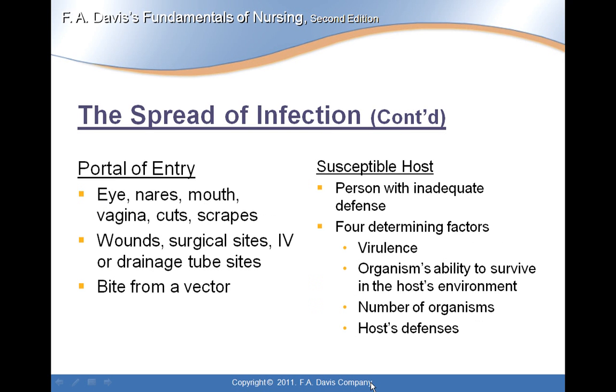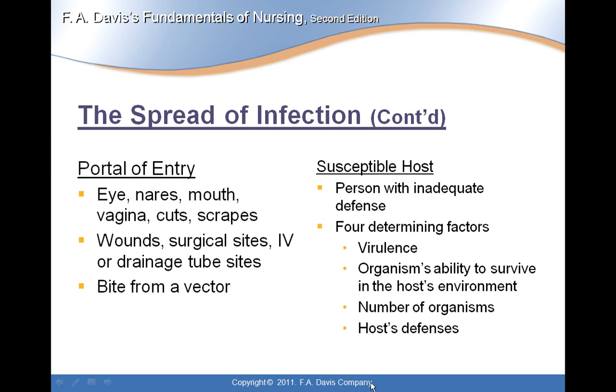Okay, so now we have to talk about the portal of entry. How will that susceptible host receive those pathogenic agents? And so we can receive it through the eyes, the nares of the nose, mouth, through the vagina, cuts and scrapes in the skin, also any wound or surgical sites. Also, the IV site can be a portal of entry. This is why when we have patients that have IVs, we want to make sure that we're cleaning that area on a routine basis to make sure that we're freeing it of any extra organisms, microorganisms.